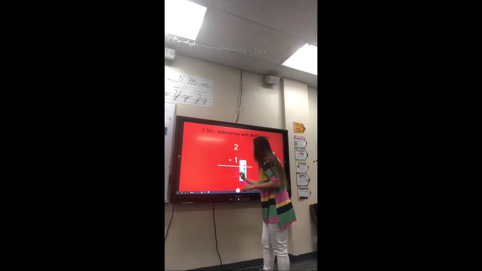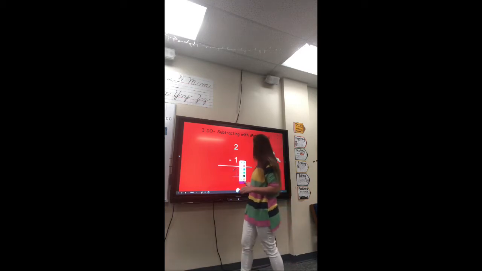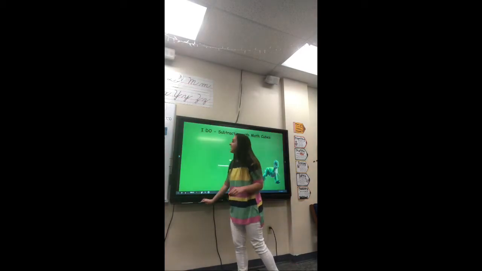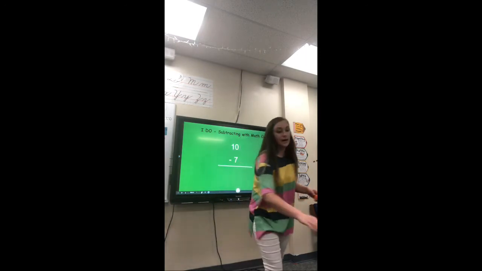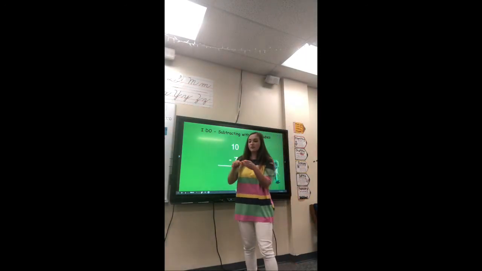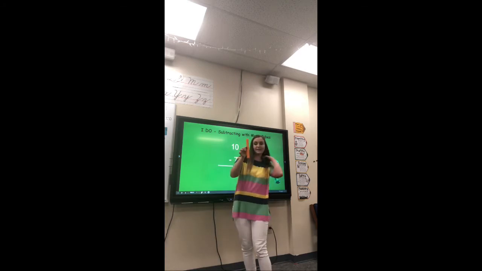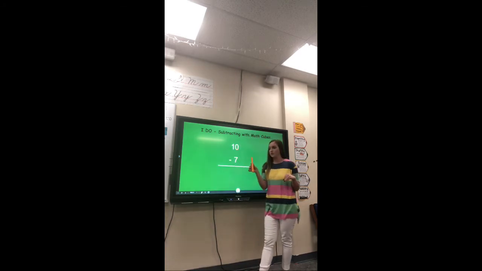Let's do this black so you all can see. Very good. 2 minus 1 is 1. All right, I'm going to show you another example before we all practice together, okay? So remember when we do our math cubes, we put them all back together so that we have 10 to start with. Fresh slate, okay? Lucky for us, we have 10, right?